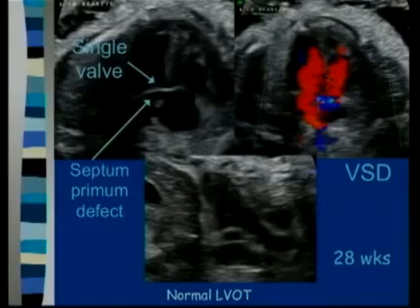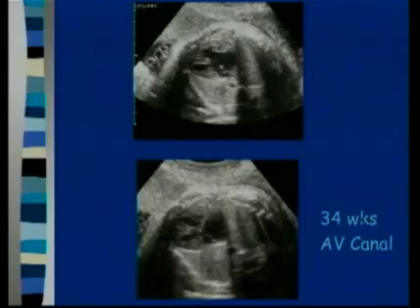Again, in this case, you don't see what we expected to see, and on our LVOT, you often will see your VSDs, but you do not see it in this patient. It looked normal. When she came back at 34 weeks, you can see this hole in the middle of the heart, and indeed, that is an AV canal.